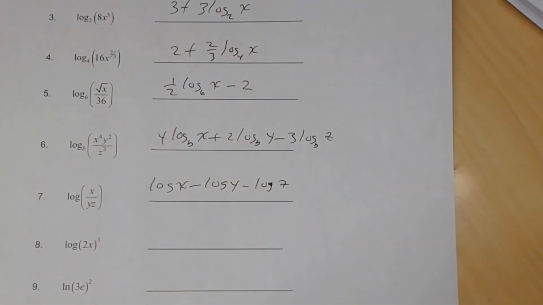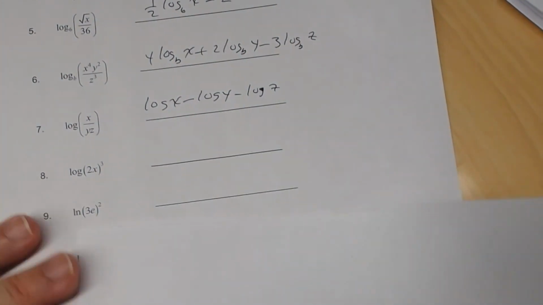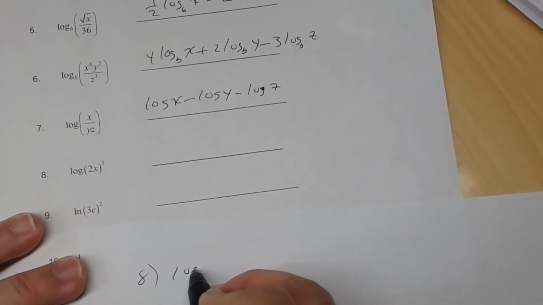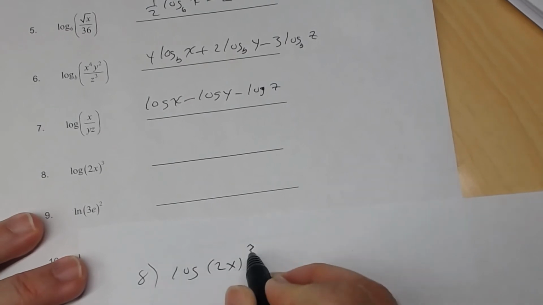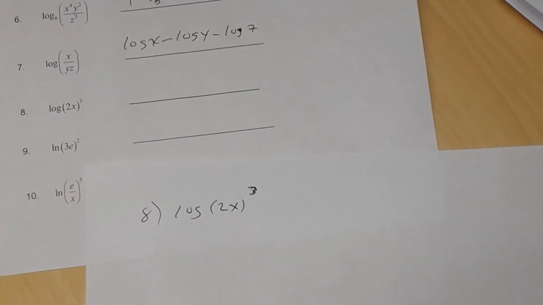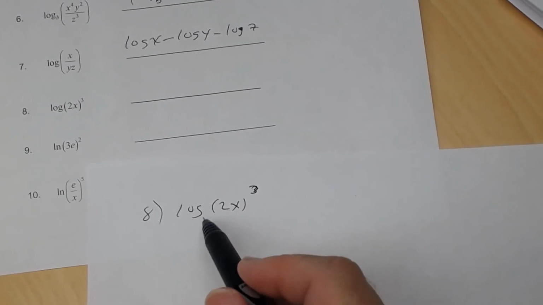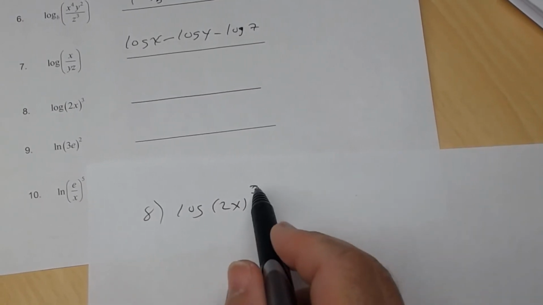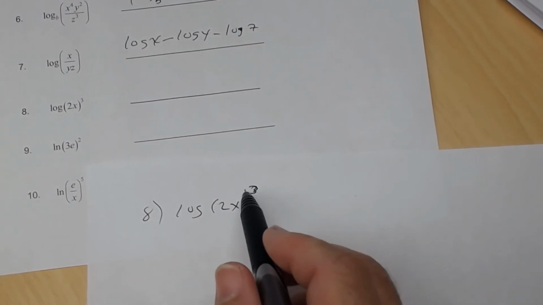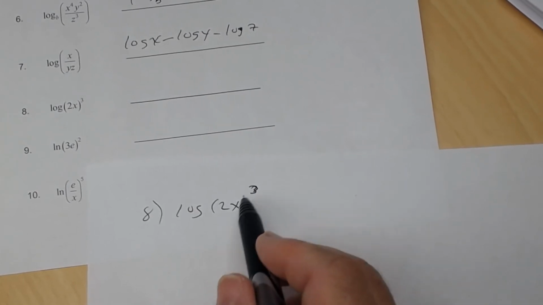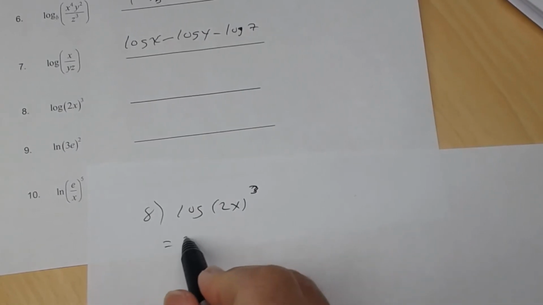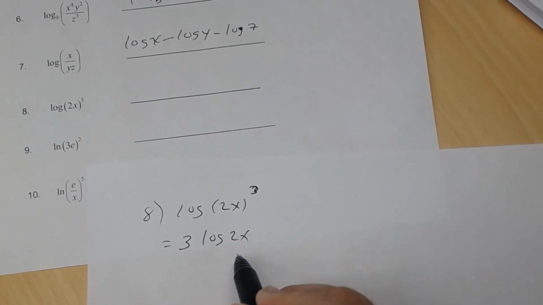Okay, number 8. We have the log of 2x cubed. Again, when there's no base, it's understood to be 10, so that's a common logarithm. Now this time I can use the power first, because the whole 2x is being raised to the 3rd power. So it becomes 3 log of 2x.